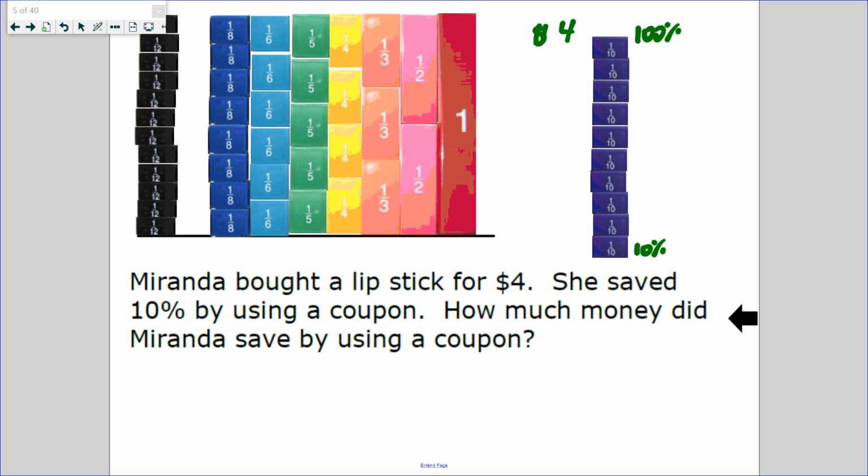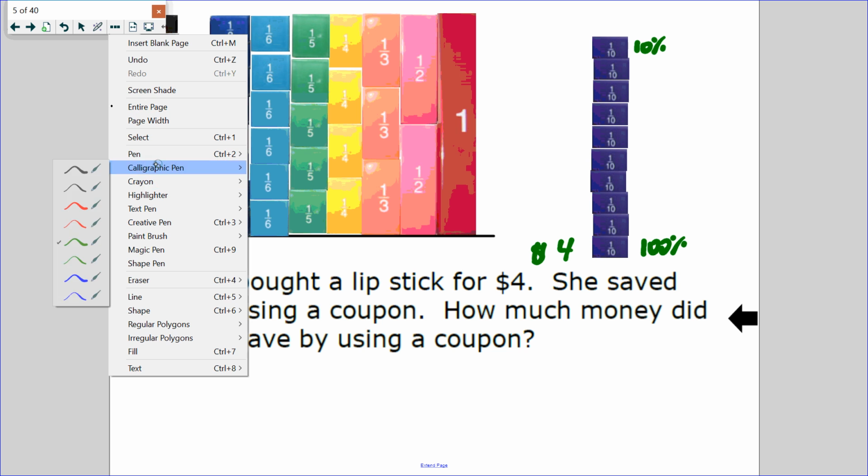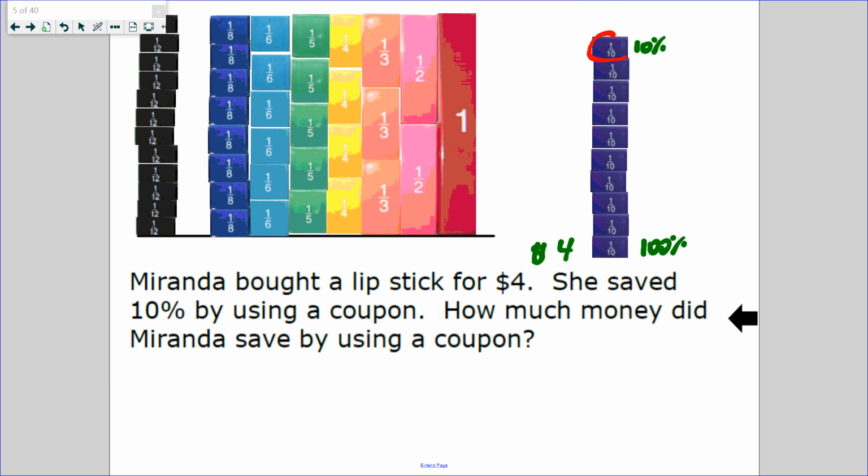I'm going to write it this way. This whole bar represents 100%. So we need to figure out what 10% is. So she spent $4 on the whole lipstick. She saved 10% by using a coupon. How much money did she save? How would you approach this?